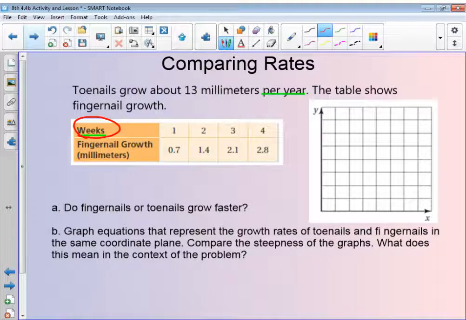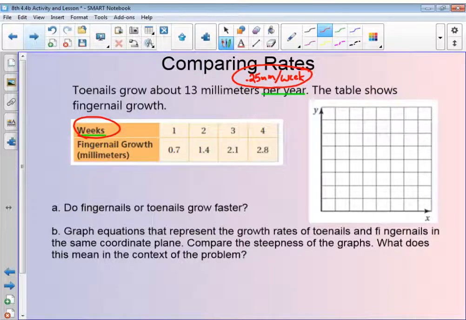Okay, so if we figure out 13 millimeters per year, well, there's 52 weeks in a year. So let's take 13 millimeters and divide that by 52. And when we do that, it gives me 0.25 millimeters per week. Okay, so that's the first thing, is understanding that if we're using the same graph to represent two different pieces of information, we have to be using the same units. The fingernail growth they did do in millimeters, so we don't have to do any converting there.